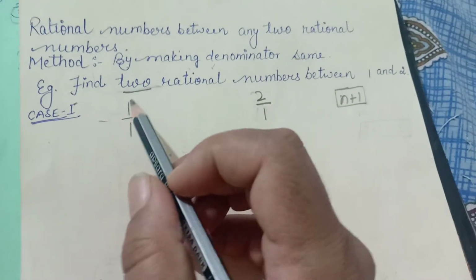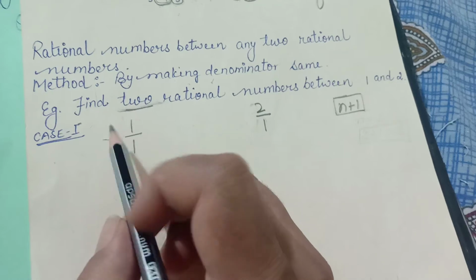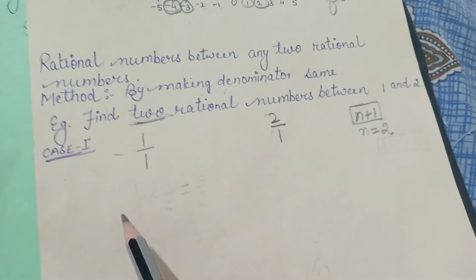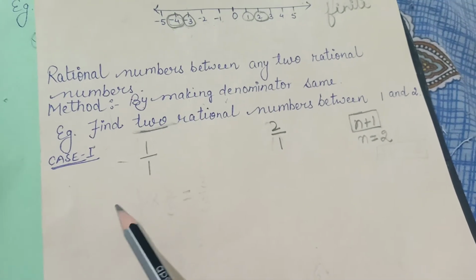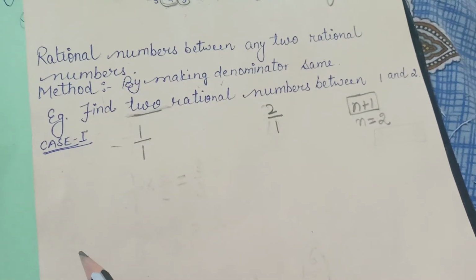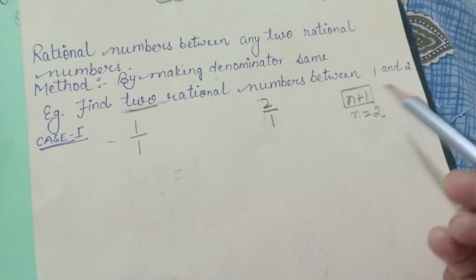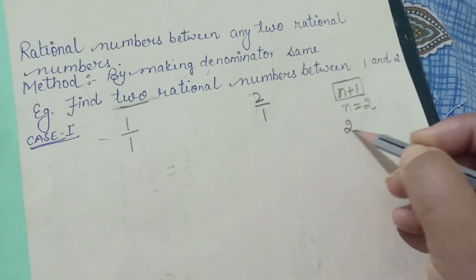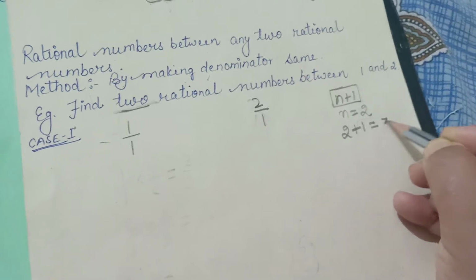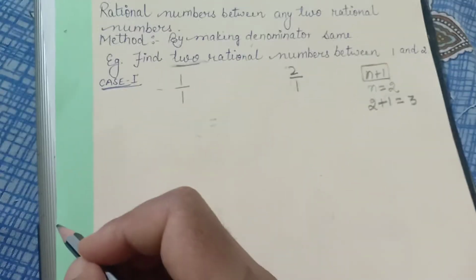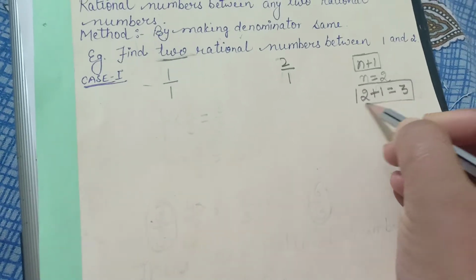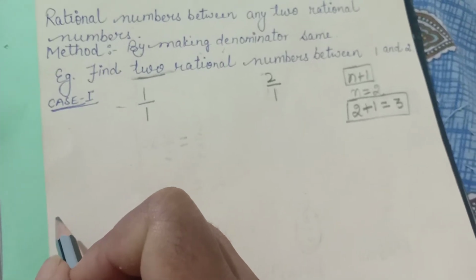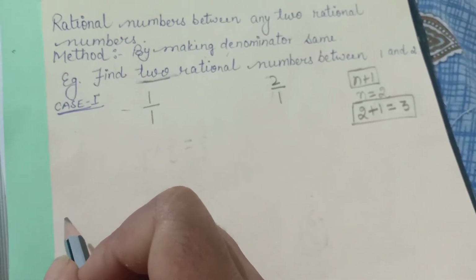How many rational numbers we have to find out? Suppose in this case we have to find out two rational numbers, so the value of n will be 2. So in this case, first step is already done because their denominators are same. So we have to use only second step, that is n plus 1. So in second step, n is 2. So when we will add 1 in this 2, we will get 3. So after getting this 3, we will just multiply this 3 with the numerator and denominator of both the rational numbers, and we will get their equivalent rational number.